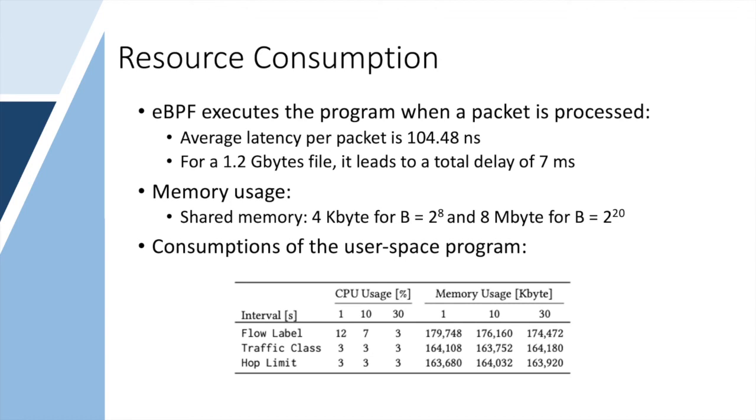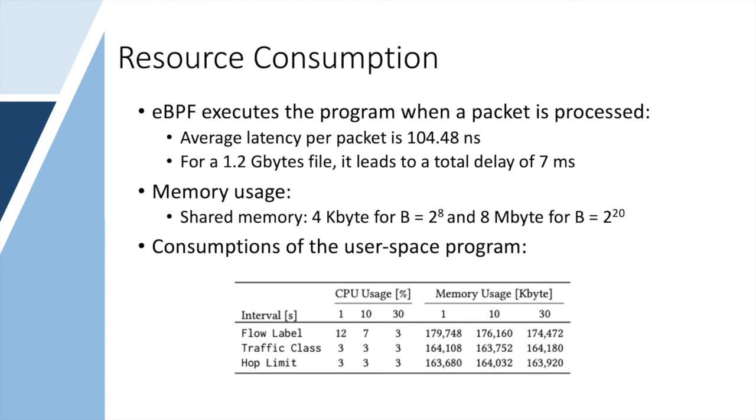Speaking about the memory, the shared memory usage depends on the number of bins, and it is equal to 4 kilobytes in the case of B equals 2 to the power of 8, so traffic class and hop limit, and to 8 megabytes in the worst case of the flow label, where B is equal to 2 to the power of 20.